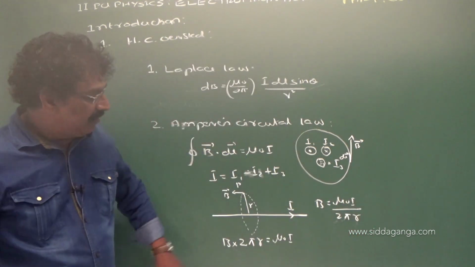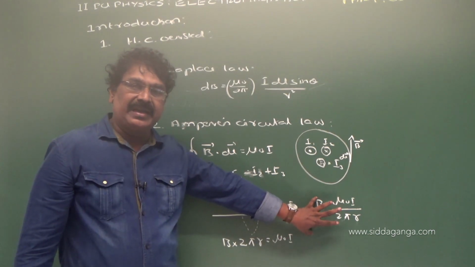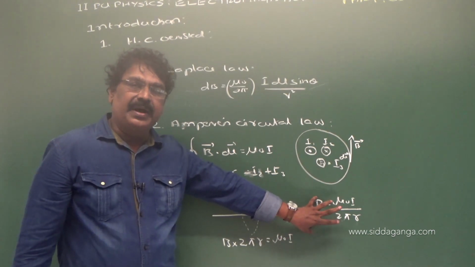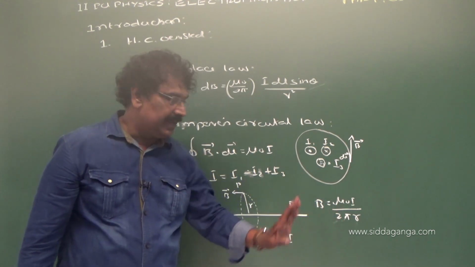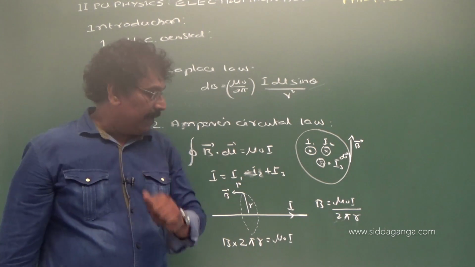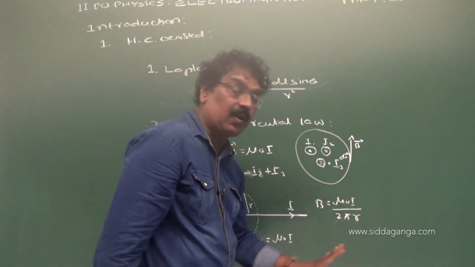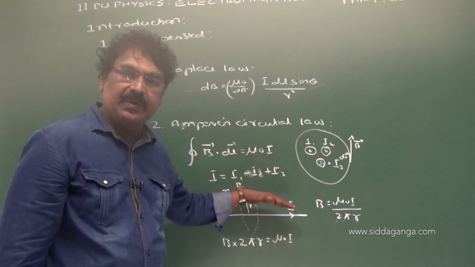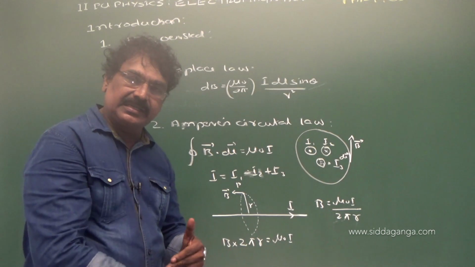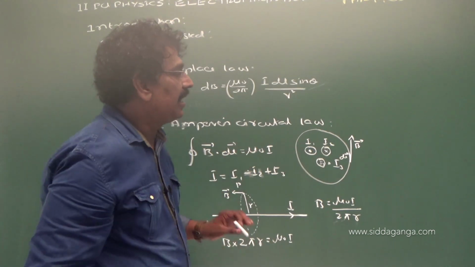So we have derived this relation, that is, the magnetic field at any point near a straight conductor carrying current. According to Ampere's Circuital law, it comes out to be B is equal to mu naught I by 2 pi r. We are going to discuss this Ampere's Circuital law in detail.